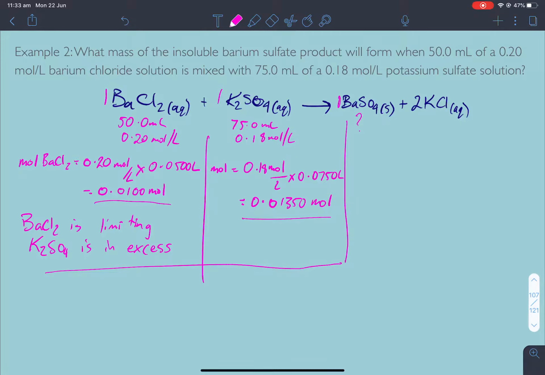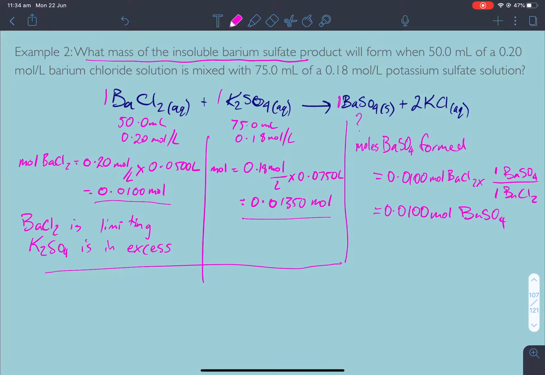Okay, so the moles of the barium sulfate formed is going to equal the 0.0100 moles of the limiting reagent times by the molar ratio between the two. Okay, barium chloride on the bottom and barium sulfate on top. Okay, what's in front of each? A 1 and a 1. So we're going to form 0.0100 moles of barium sulfate.